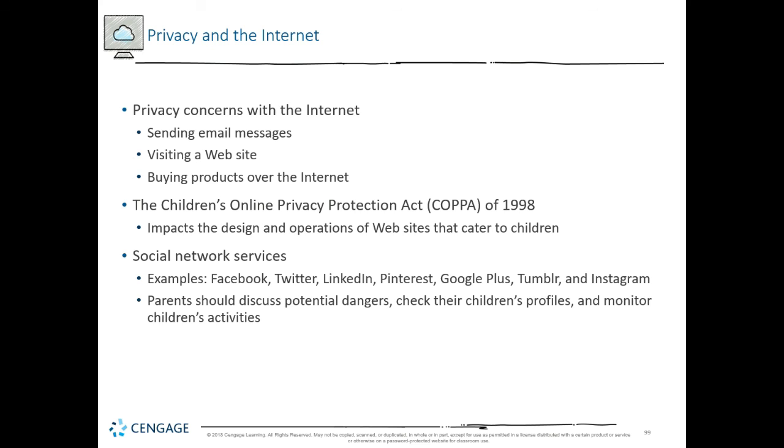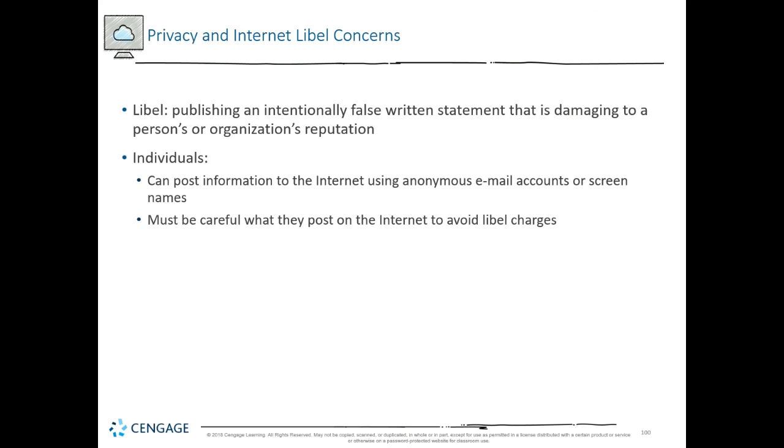Privacy on the Internet. Privacy concerns with the Internet include sending messages, visiting websites, and buying products over the Internet. The Children's Online Privacy Protection Act, COPPA of 1998, impacts the design and operation of websites that cater to children. Social network sites, examples: Facebook, Twitter, LinkedIn, Pinterest, Google+, Tumblr, and Instagram. Parents should discuss potential dangers, check their children's profiles, and monitor children's activity.